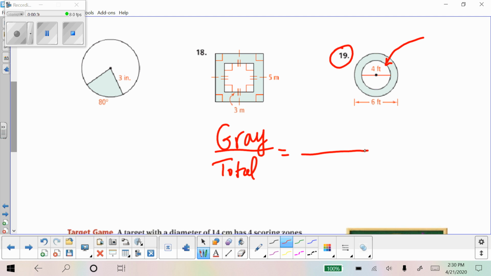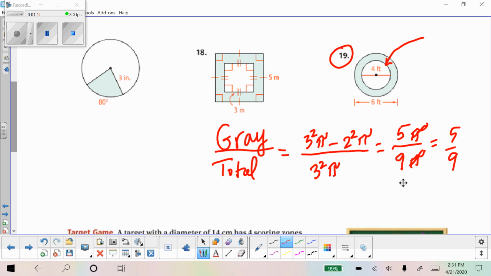Now, the total area is simply the radius squared times pi, and for the big circle the radius is 3, so it'd be 3 squared pi. The donut-shaped gray part needs a little subtraction: the area of the whole circle minus the area of the white circle, which is 2 squared pi. So we end up with 9 minus 4, which is 5 pi over 9 pi. Those pi's will cancel. It equals 5/9.